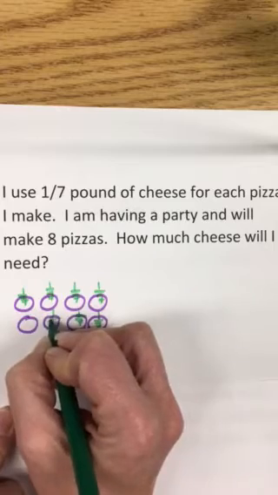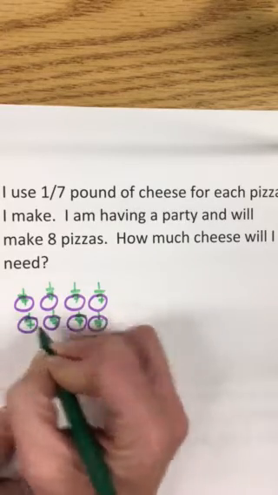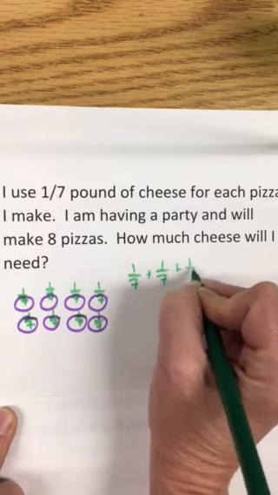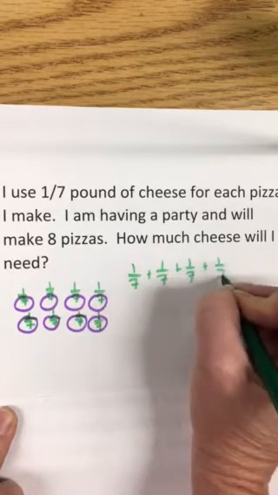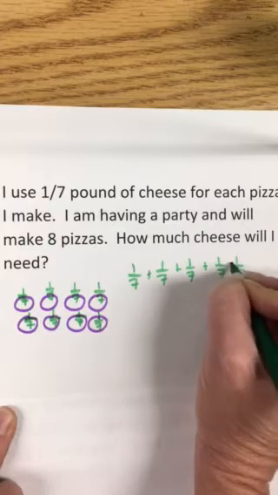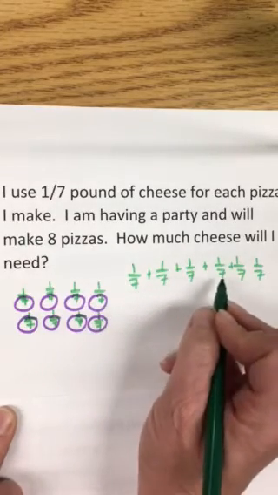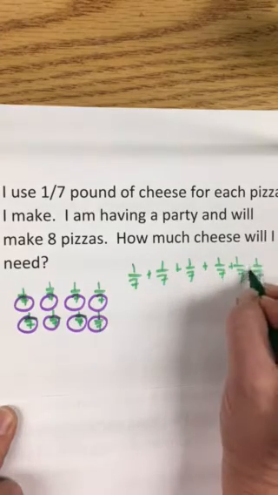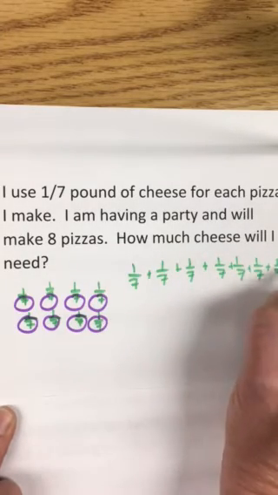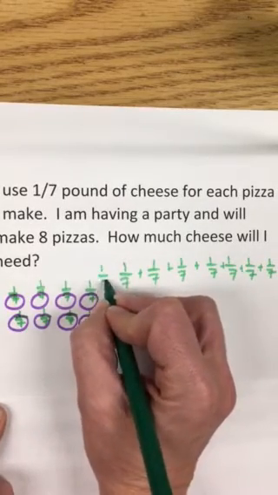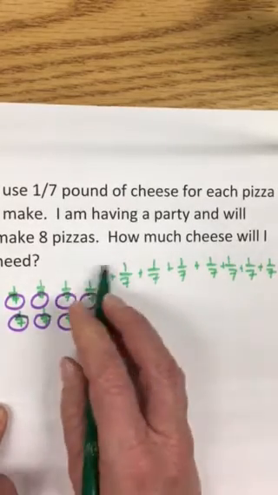One way I could solve for this would be 1/7 plus 1/7 plus 1/7, right? And just keep going until I have my 8 pizzas accounted for. 1, 2, 3, 4, 5, 6. Running out of space here. And let me put 1/7 on this side. Okay, so now I have 8 1/7s.